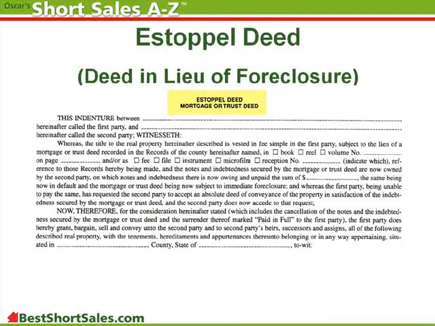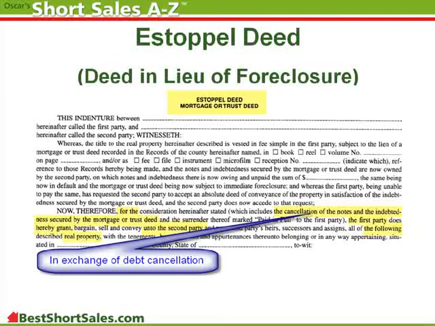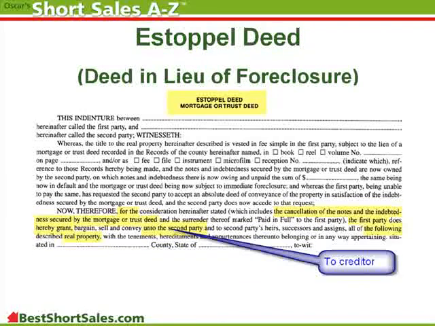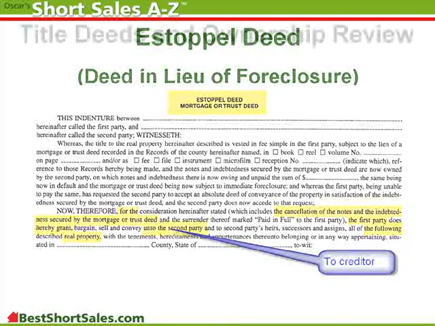It reads, estoppel deed, mortgage, or trust deed. For the cancellation of the notes and the indebtedness secured by the mortgage or trust deed, the first party does hereby grant unto the second party the following real property. This means that in exchange for debt cancellation, the property owner grants ownership to the creditor.